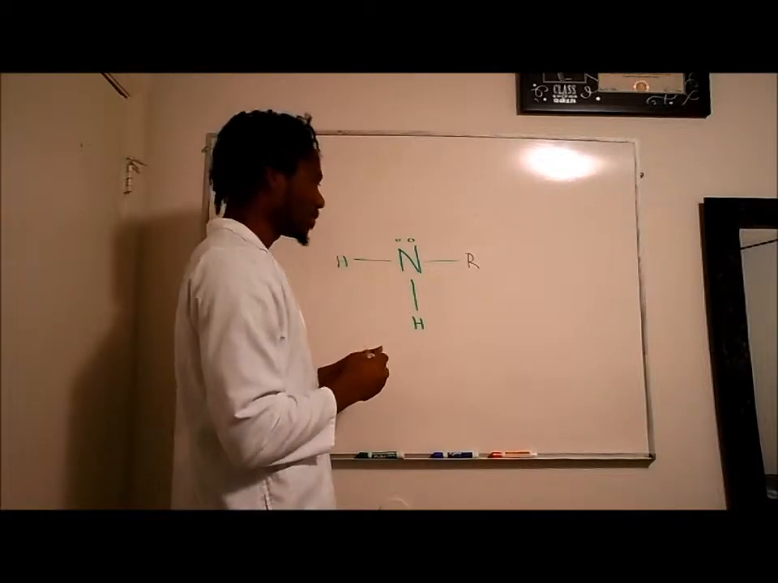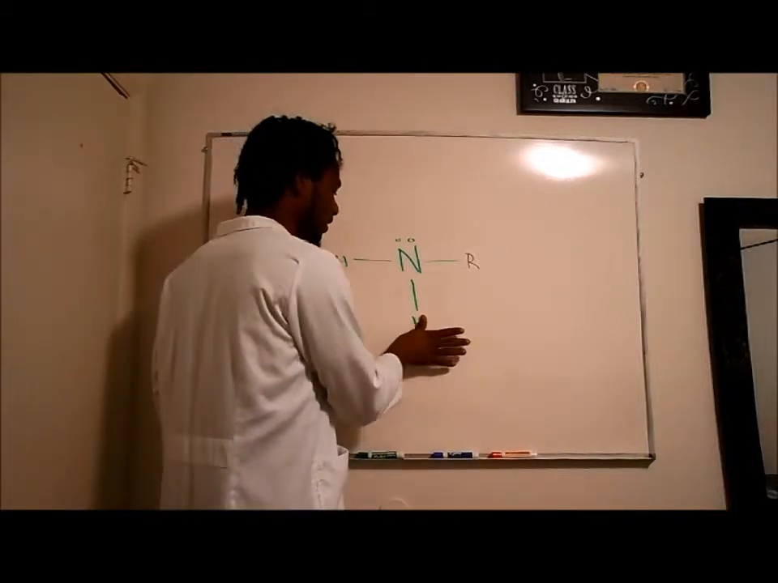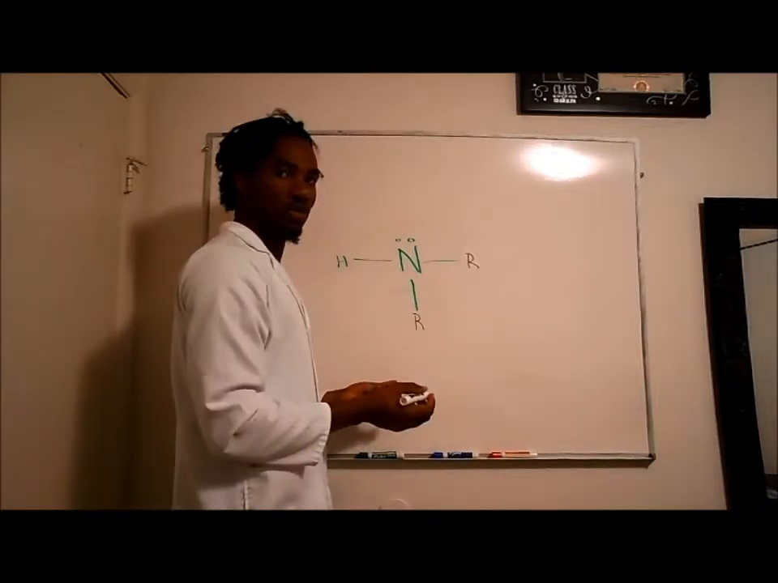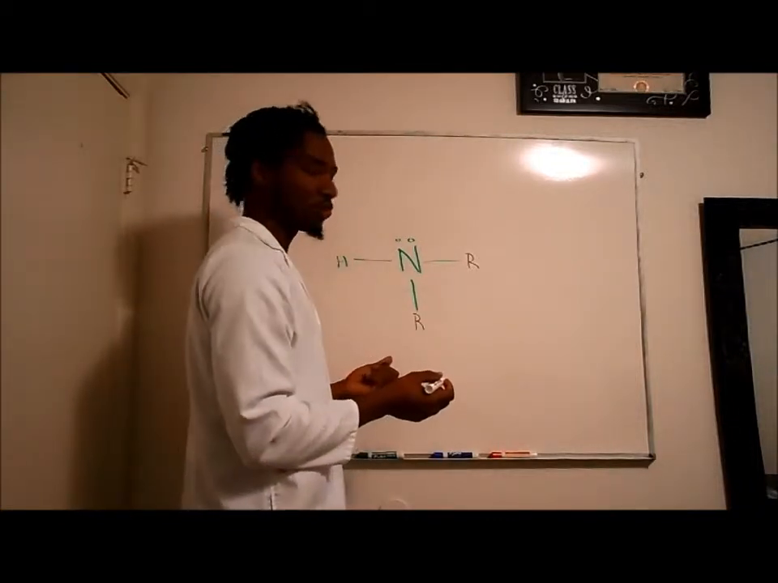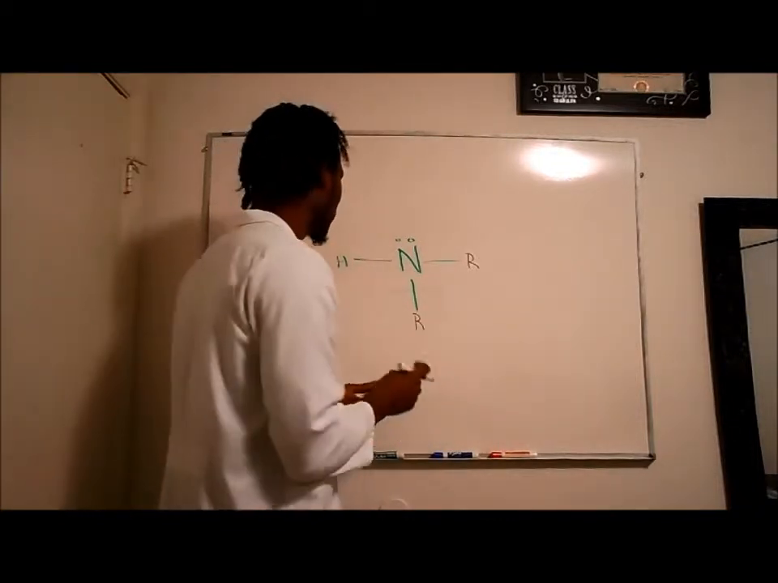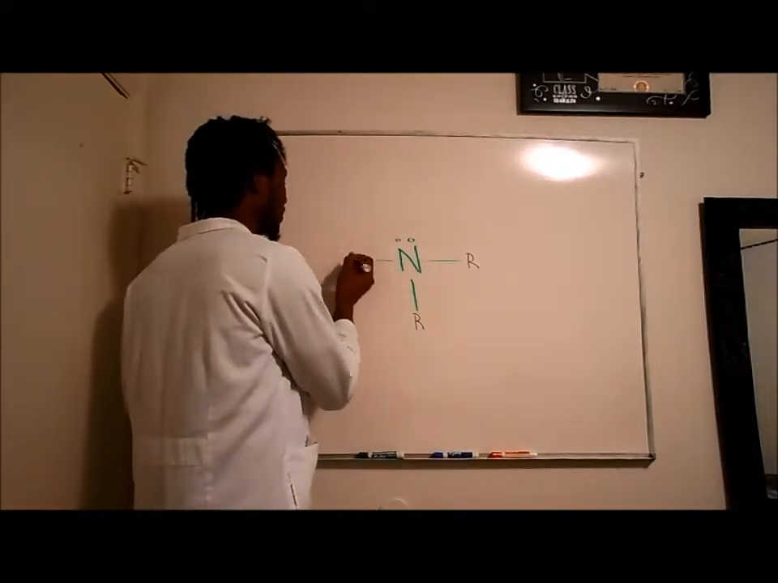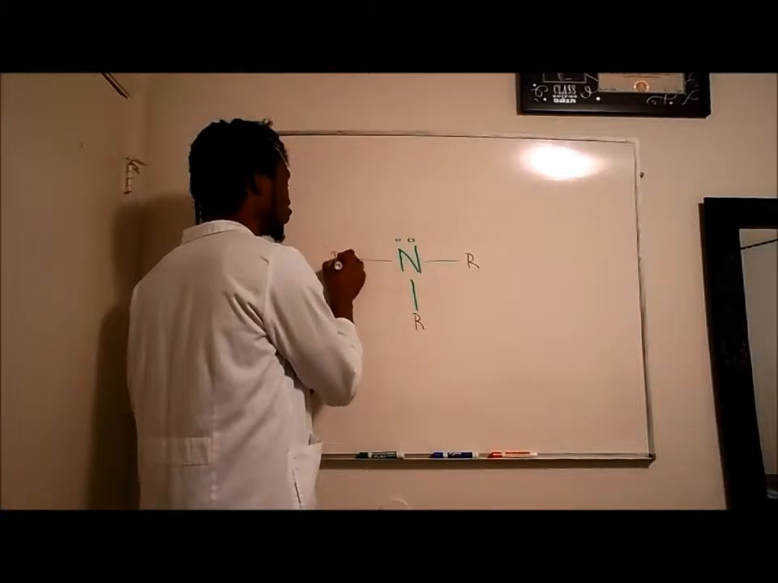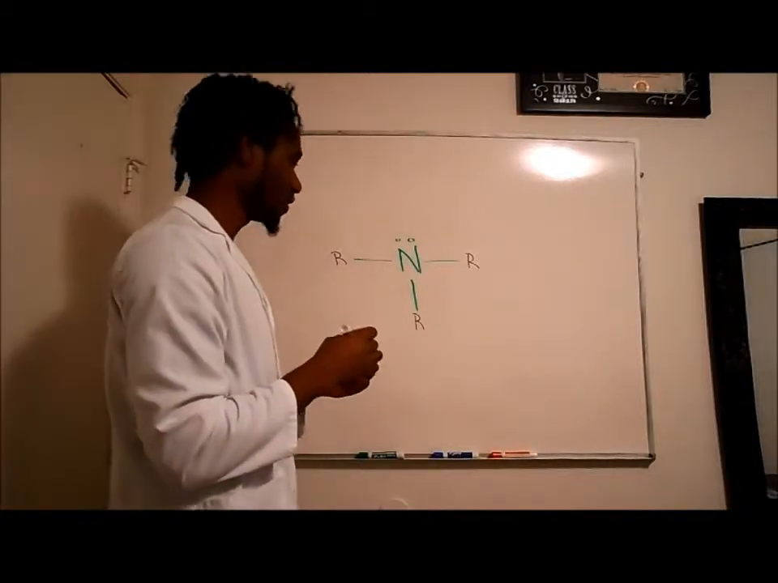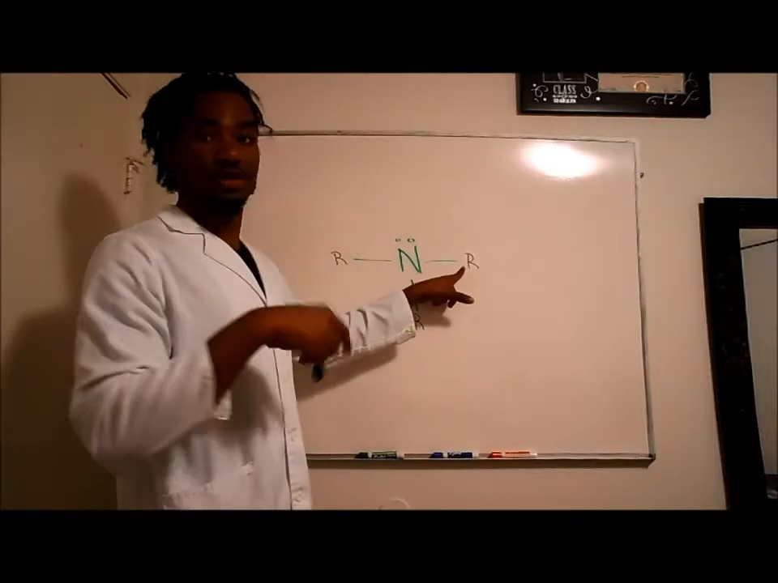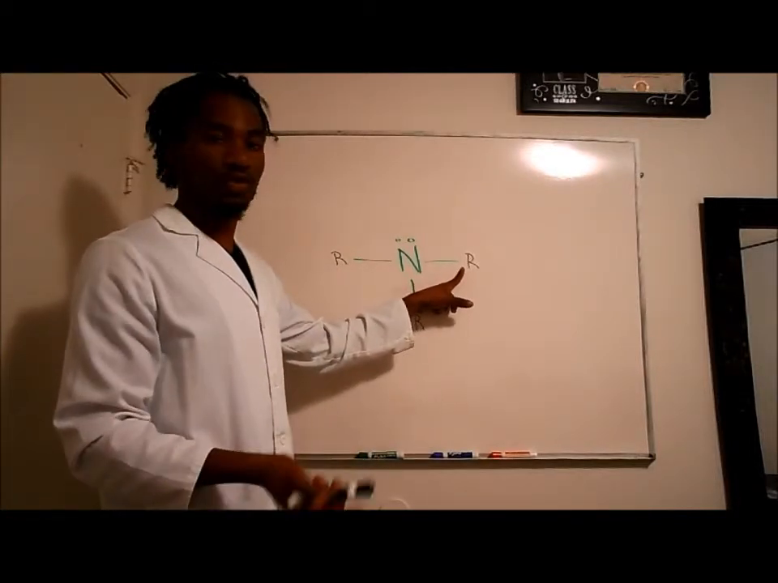What about secondary? For a secondary amine, we're just going to do the same thing: take another hydrogen and replace it with an L group, which makes it secondary. What about a tertiary amine? A tertiary amine is a nitrogen attached to three different L groups. So this is the tertiary amine. 1, 2, 3. Three L groups. Tertiary.